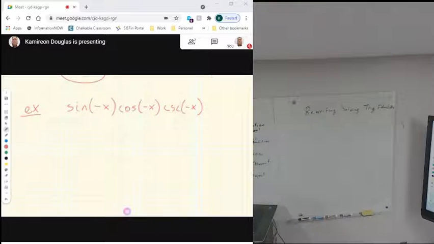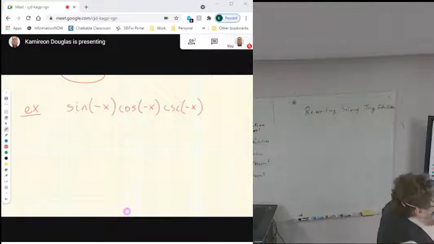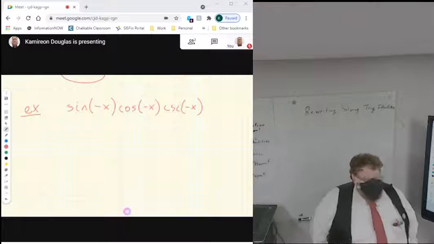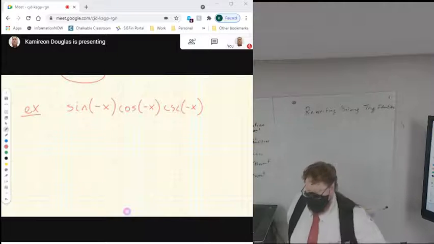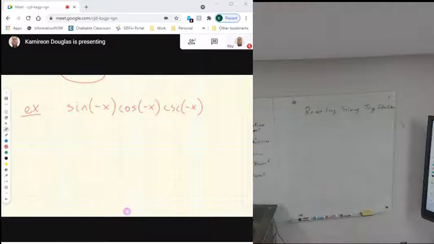So, even odds, first place I look to. Why is that the first place I look to in this case, Violet? Because I want to get rid of those negatives first. The other trig identities apply if there's not a negative on the inside. So if I get rid of those negatives first, I'm in a good spot.